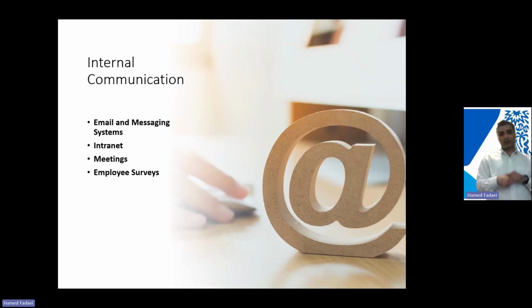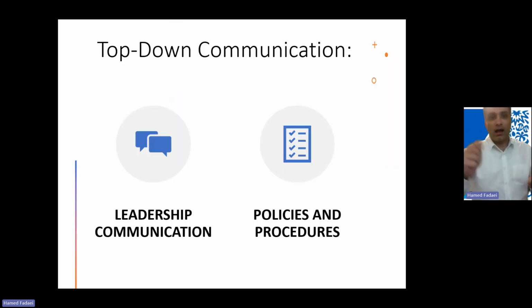And internal communications. For internal communication, the company uses email or messaging systems, using ConnectWise and Teams to connect with other people. The internet is everywhere, they can use it. Meetings are in person or either by Teams or online. Employee survey: the company will provide a survey to all people to write and to get some feedback about the internal communication.